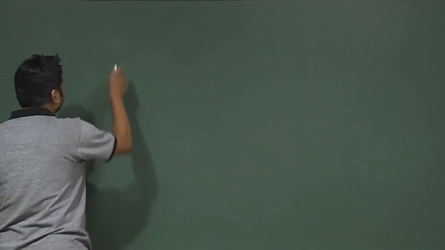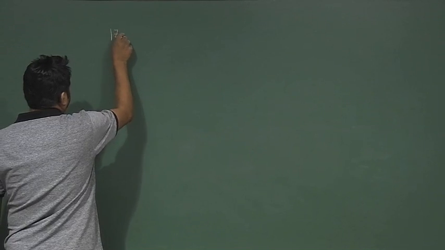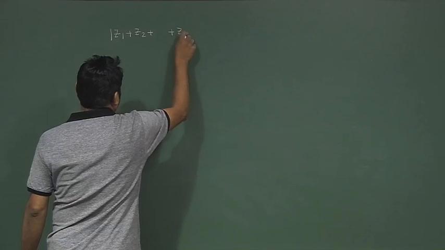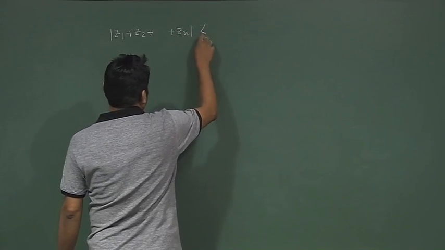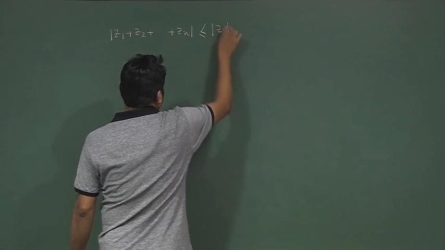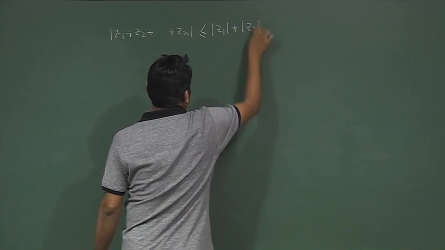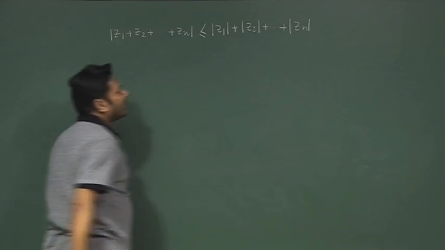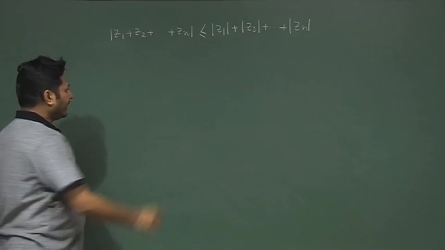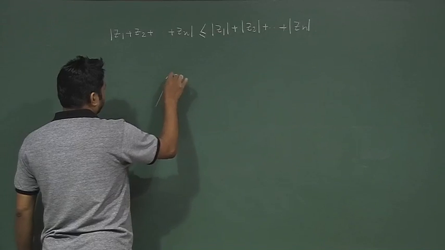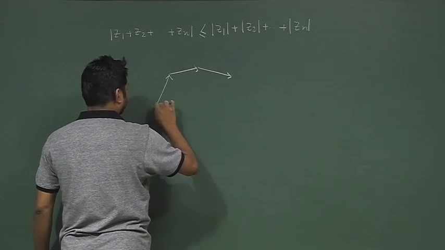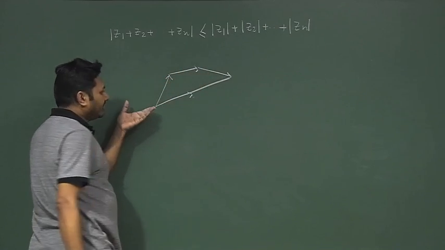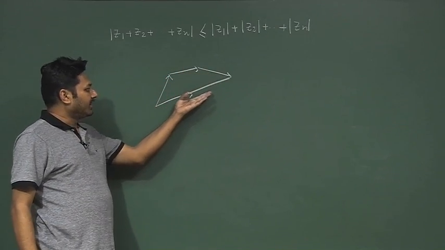With this, we can also write a general form: |Z1 + Z2 + ... + Zn| is always less than or equal to |Z1| + |Z2| + ... + |Zn| in general. In the same way, if I am trying to add, this is my one vector, this is my another vector, and if I add these two vectors, the resultant vector, this plus this, will always be greater than this.